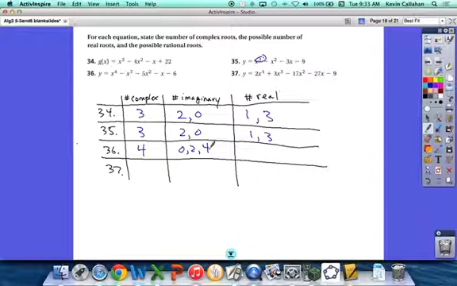Okay, well, if you had 0 imaginary, how many reals would you have? You'd have to have 4, right? And if you had 2 imaginary, how many reals would you have? 2. And if you had 4 imaginary, then you would have 0 reals. And of course, because this one is the same degree, those numbers repeat themselves for that problem.